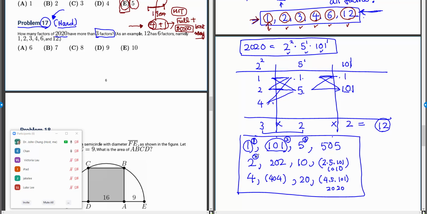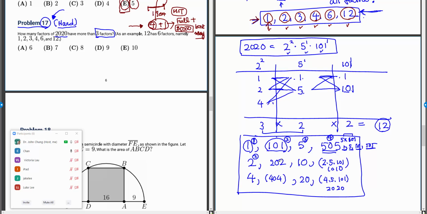Yeah. Okay, 505: you can write it as 5 times 101, right? How many factors are there? 1, 5, 101, and all together 505. Actually 1, 2, 3, 4 factors. This number has 4 factors: 1, 5, 101, 505. Are you guys with me?